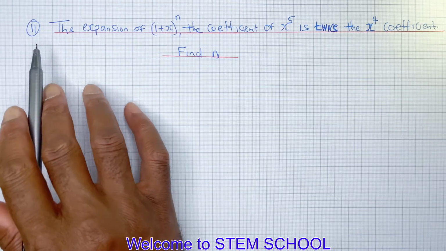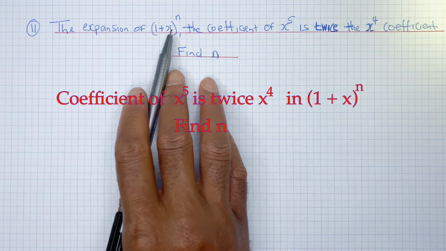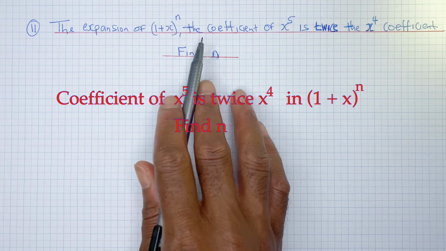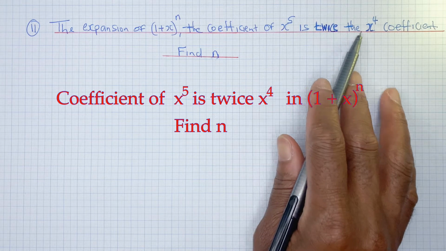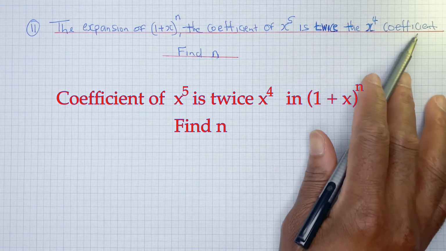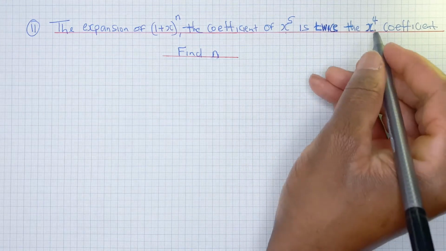Question 11. In the expansion of (1 + x)^n, the coefficient of x^5 is twice the x^4 coefficient. Therefore, find n. We want x^5 and we want x^4.